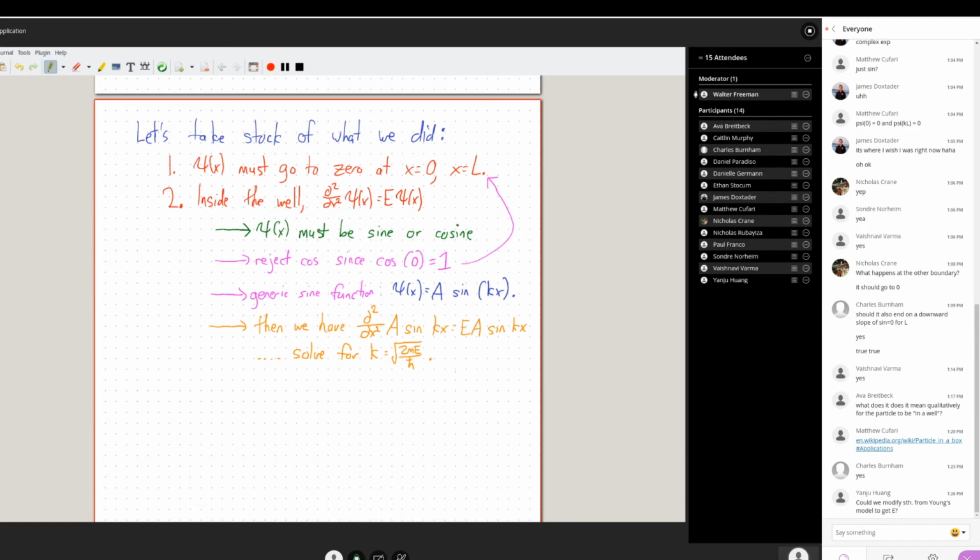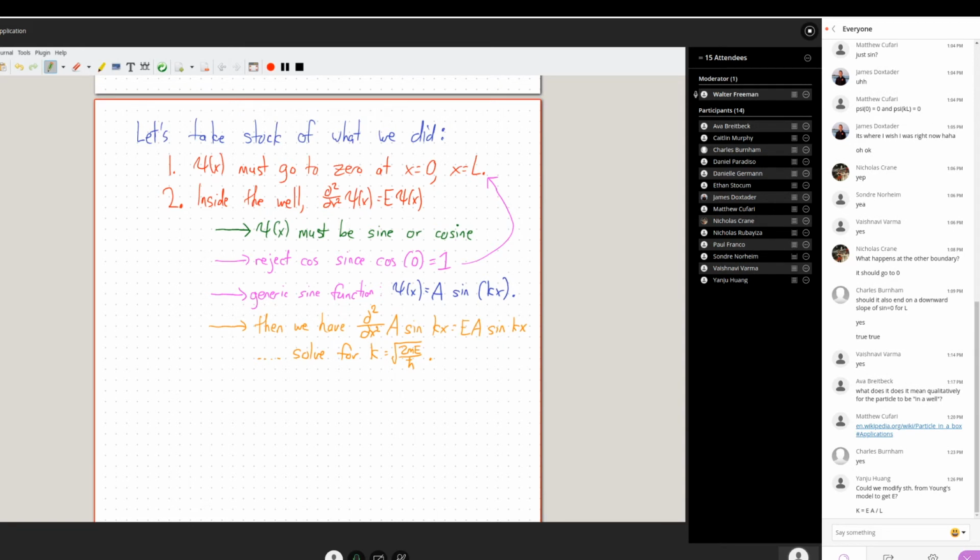Yanju asks, could we modify something from Young's model to get the energy? I'm actually not familiar with Young's model. Young's model for what exactly? Could you explain what that is? Well, he's typing what Young's model is.